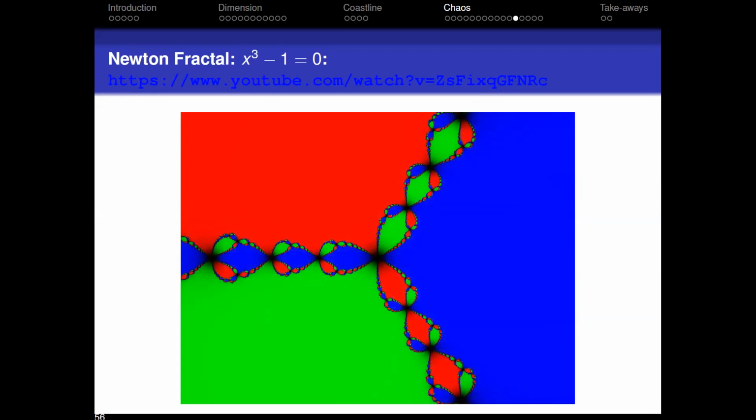So this is just zooming in on what is going on. Why do you think it looks black in the center?